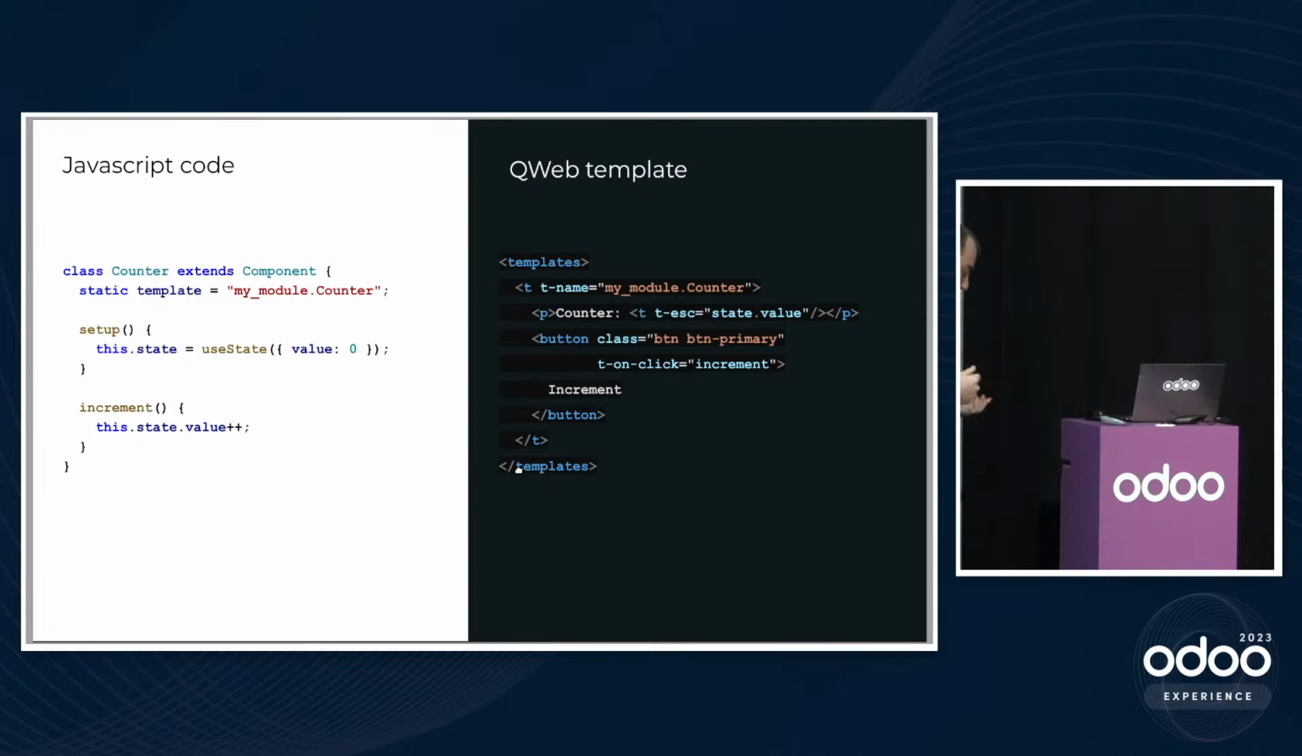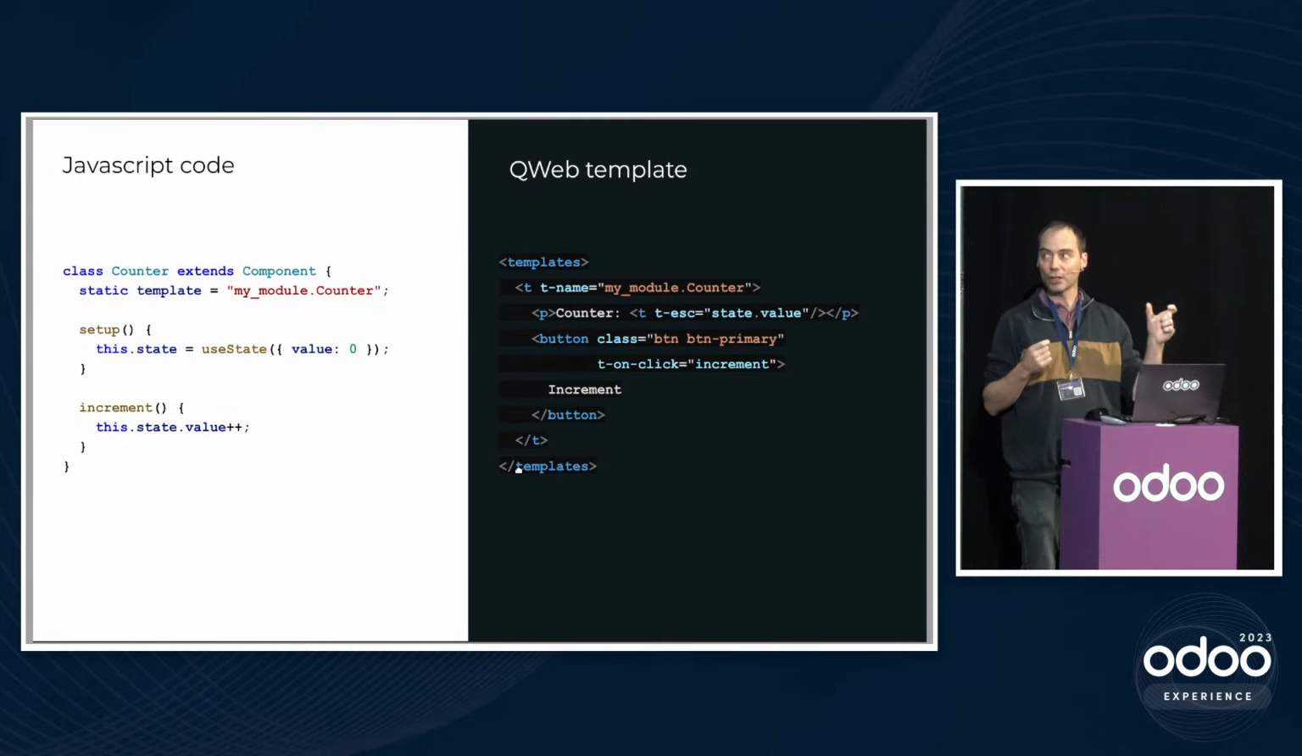This is not standard QWeb. This is something that was added by Owl to specify that we want to add an event handler on this button element, and on the click event. So t-on is the name of the directive, and what comes after, click in this case, is the name of the event.